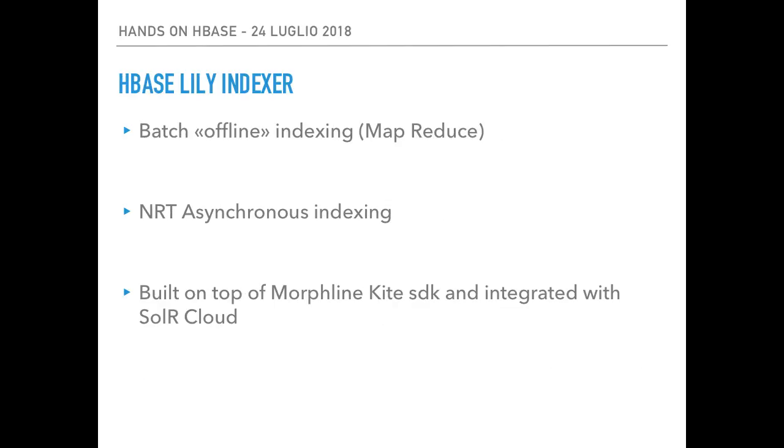So the component that connects HBase and Solr is called HBase Lily Indexer. It's possible to build indexes both in a batch fashion, so using a MapReduce job, or near real time through asynchronous indexing. This means that even though you're building an index on every HBase put, you're not actually blocking the HBase put and limiting its throughput because of these indexes, because it's done asynchronously. So it's eventually consistent. It's not the best, but actually it serves our purpose.